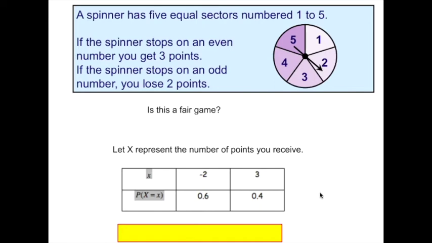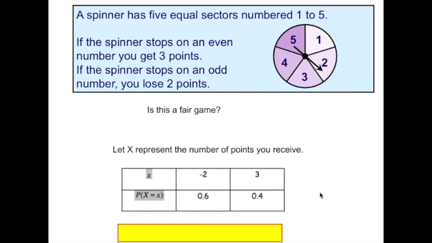Because basically my wins and my losses would have balanced each other out and I'd end up with 0. If the expected value came out as being positive, then that means I've actually won more often than I've lost. I've ended up gaining more points than I've ended up losing.